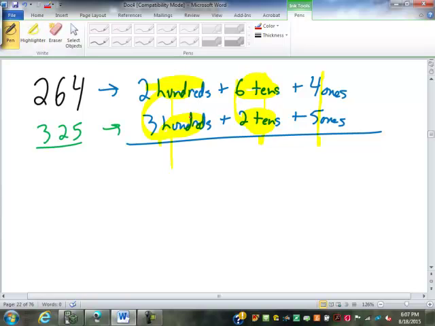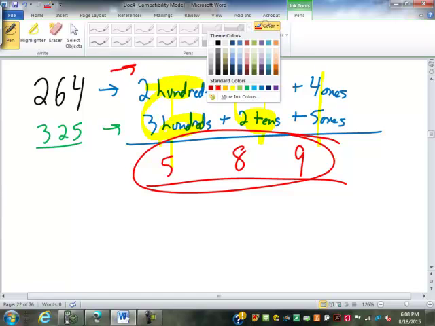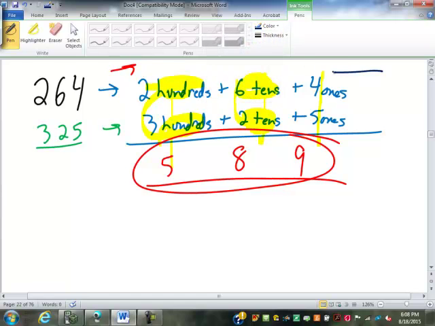So once the columns are lined up, we can just go ahead and add 200s and 300s is 500s. 6 tens and 2 tens is 8 tens. 4 ones and 5 ones is 9 ones. So 589. But some of you may have caught that I did something a little odd there. Can anybody tell me what it is? I did things backwards. I started on the left and worked to the right. Normally, we start on the right and work back to the left.